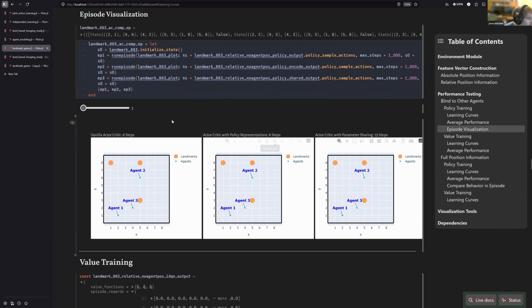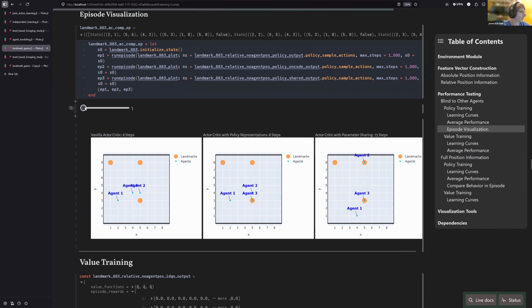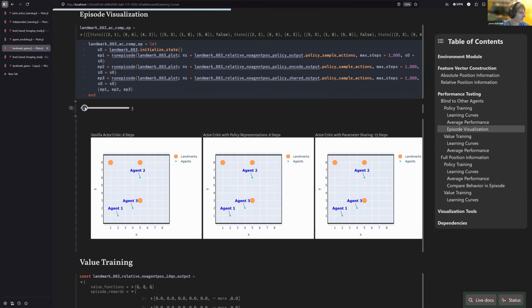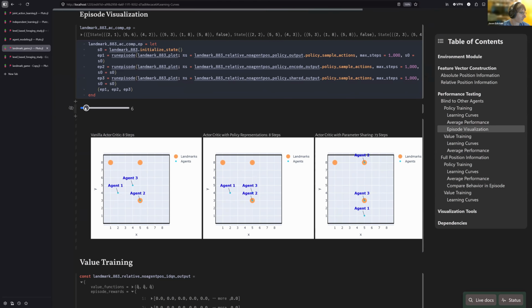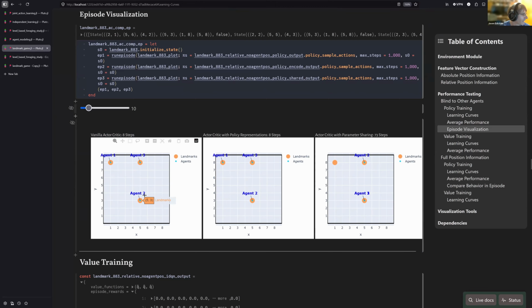So we can see an example of some episodes. Here's vanilla actor critic. We can see if we run this, the agents are going to disperse and end up covering all the landmarks. And you can see where they end up isn't really based on where they started.